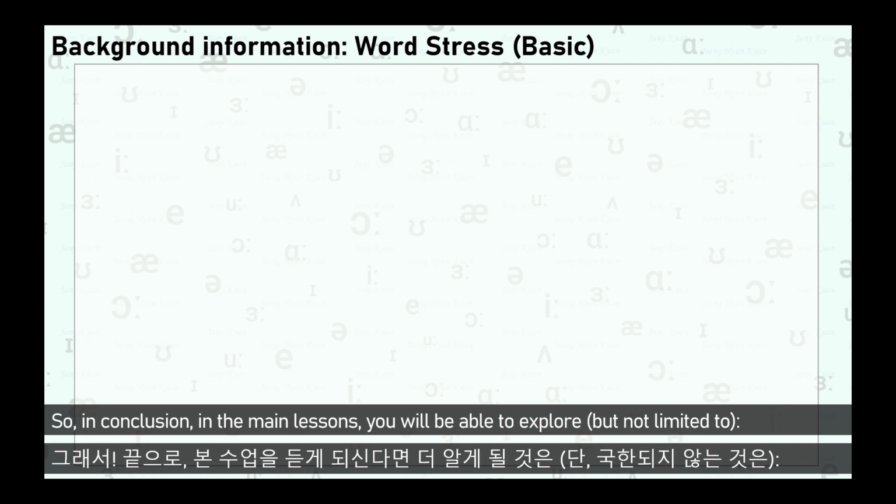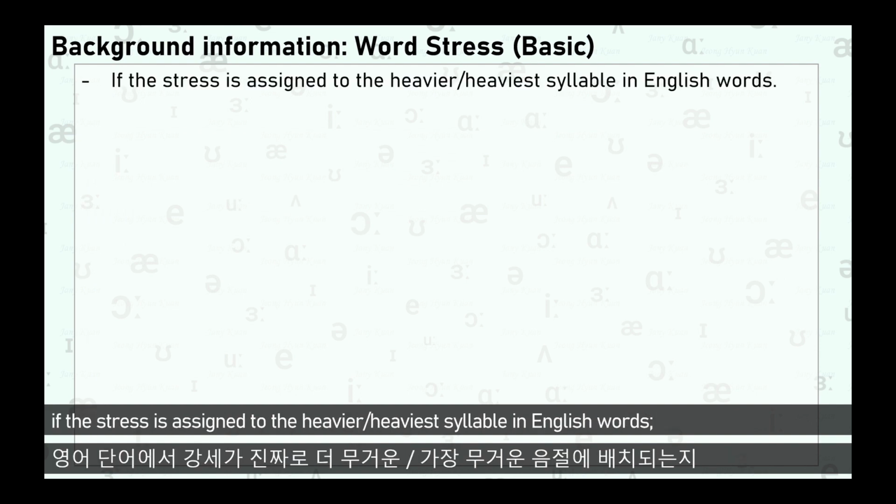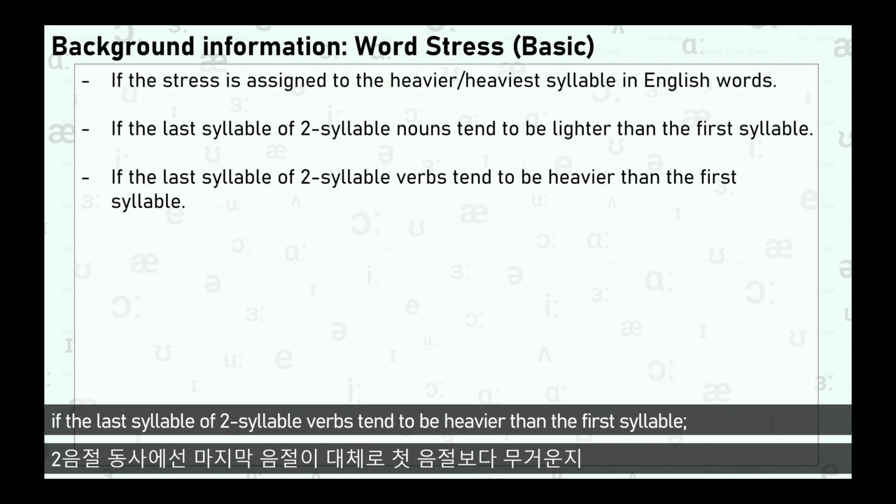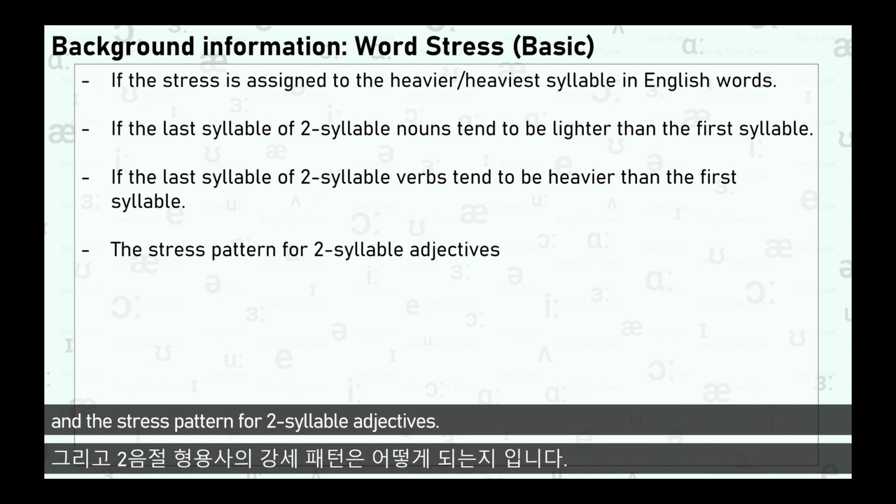So, in conclusion, in the main lessons, you will be able to explore, but not limited to, if the stress is assigned to the heaviest syllable in English words, if the last syllable of two-syllable nouns tend to be lighter than the first syllable, if the last syllable of two-syllable verbs tend to be heavier than the first syllable, and the stress pattern for two-syllable adjectives.